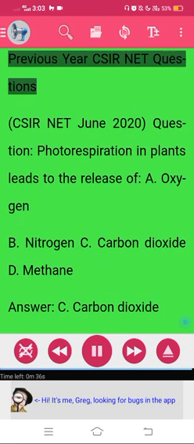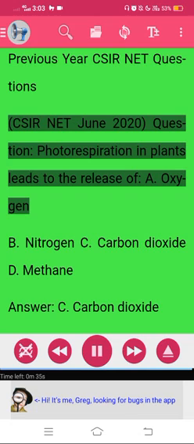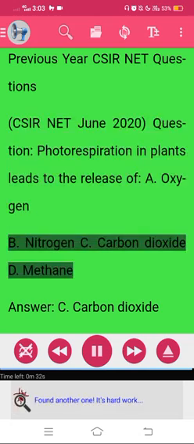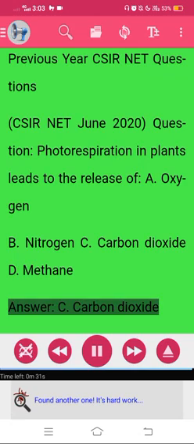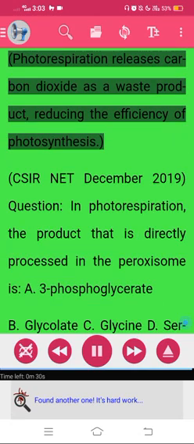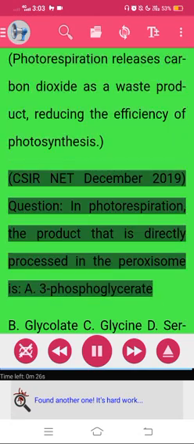Previous year CSIR NET questions. CSIR NET June 2020 question. Photorespiration in plants leads to the release of: A oxygen, B nitrogen, C carbon dioxide, D methane. Answer: C, carbon dioxide. Photorespiration releases carbon dioxide as a waste product, reducing the efficiency of photosynthesis.